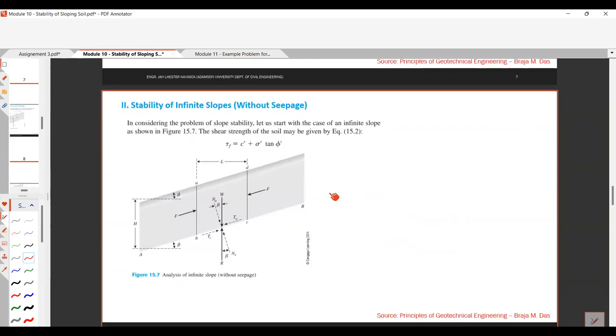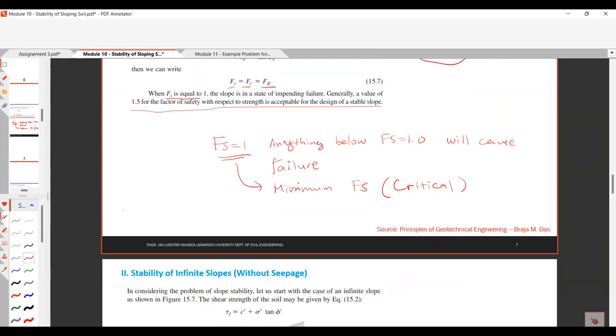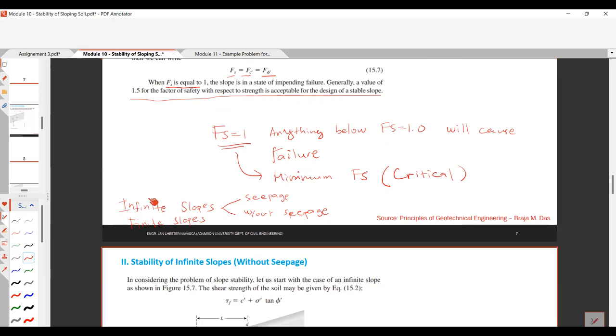Okay? So the stability of infinite slopes. So we have two cases. Number one, if you have infinite slopes. And number two, if you have a finite slopes. And under infinite slopes, we have seepage, and we have without seepage. So first, we will compare what is the difference between the infinite slopes and finite slopes.